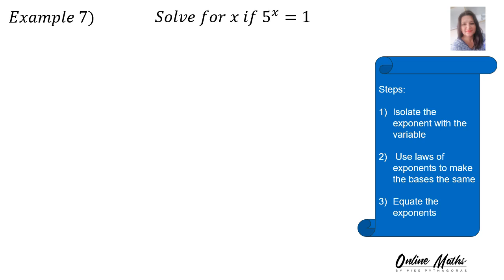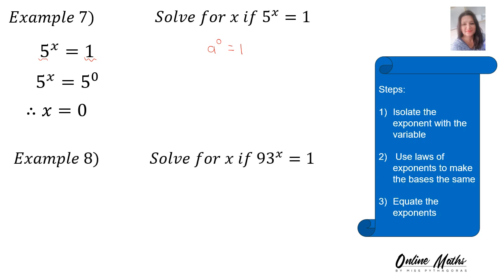Example 7. Solve for x if 5 to the x is equal to 1. Now remember, the rule says if the bases are the same, you can equate exponents. But now on the right-hand side, you find a 1, and on the left-hand side, there's a 5. Remember, there's a law that says anything to the 0 is equal to 1. So in this case, since we have a 5 on the left-hand side, the 1 we can write as 5 to the 0. And now the bases are the same, we can equate exponents. Therefore, x is equal to 0.